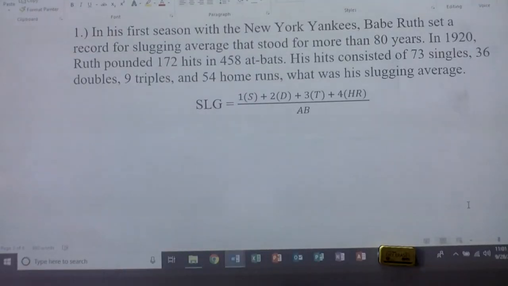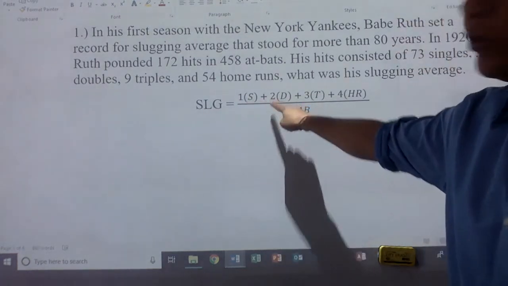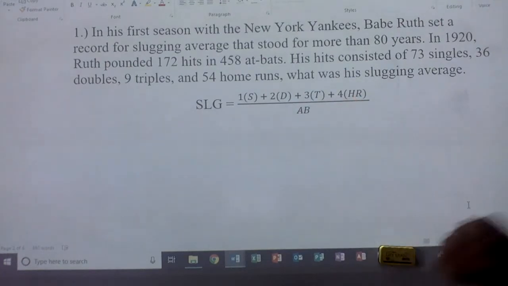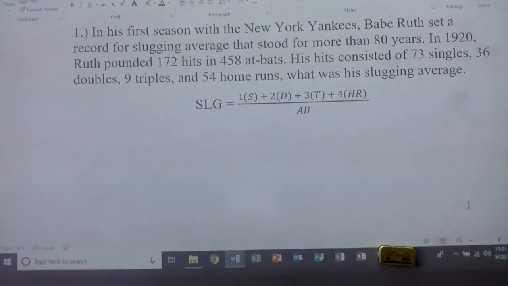Today's lesson: slugging average. Slugging average is found in baseball. A little bit about baseball: if you hit a single, you get one base. You hit a double, you get two bases. Triple, three bases. A home run, obviously, you get to go around all the bases.